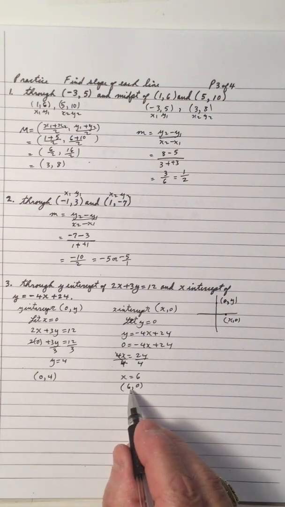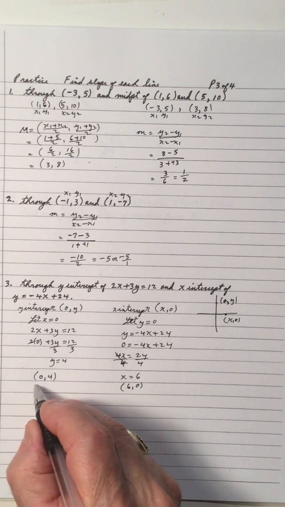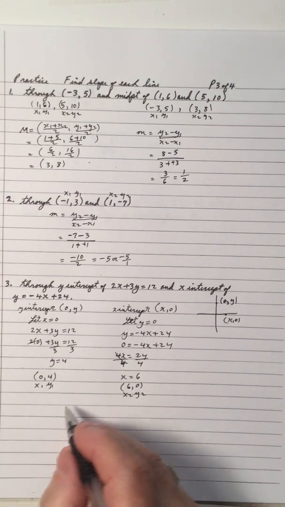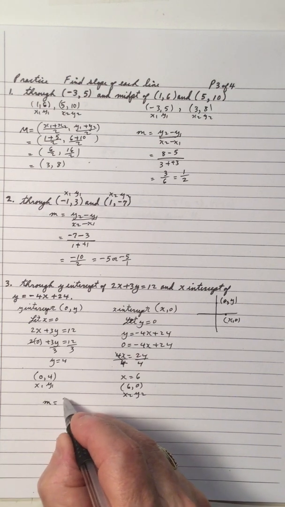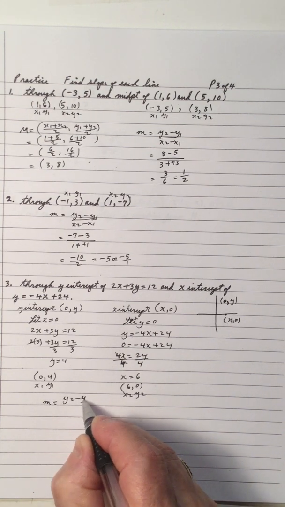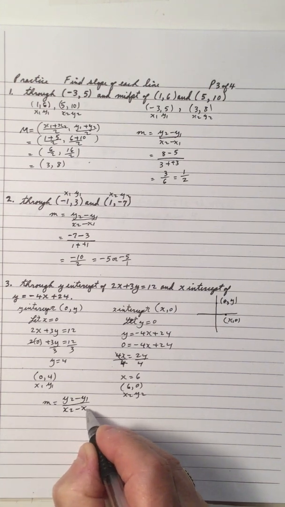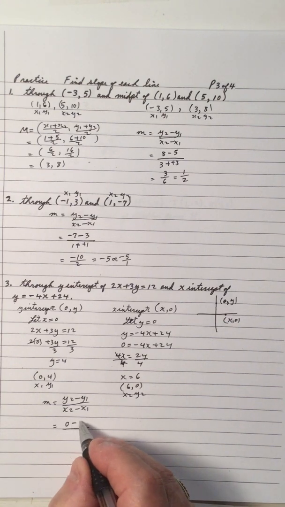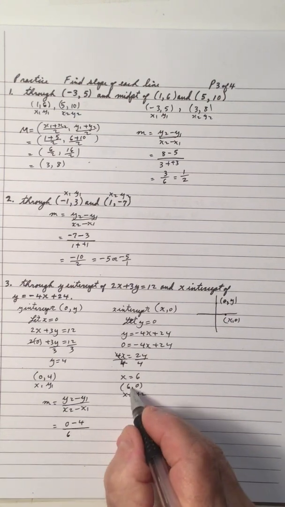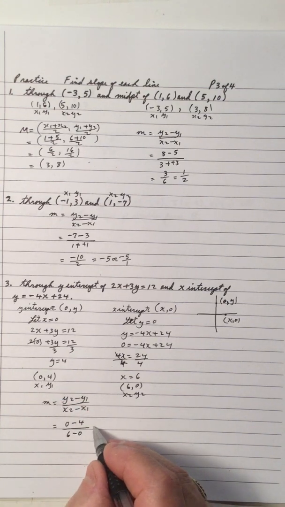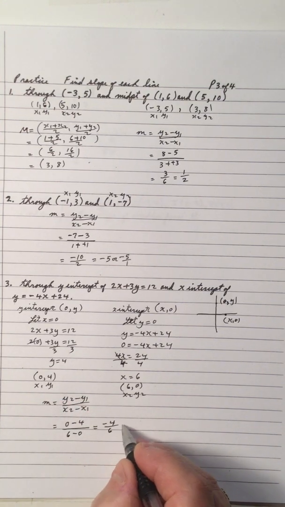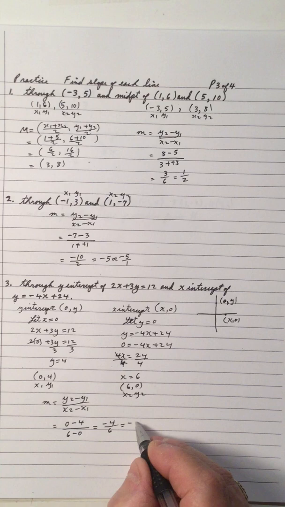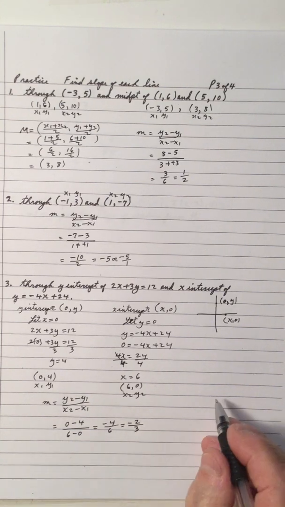Now we work on these 2 points. We want the slope through here. So this is x1, y1, x2, y2. So the slope formula is y2 minus y1 all over x2 minus x1. And that's y2 is 0 minus a 4, and it's a 6 minus a 0. And that gives me negative 4 over 6. And 2 goes into both of these numbers as a common factor. 2 into negative 4 is negative 2. 2 into 6 goes 3.